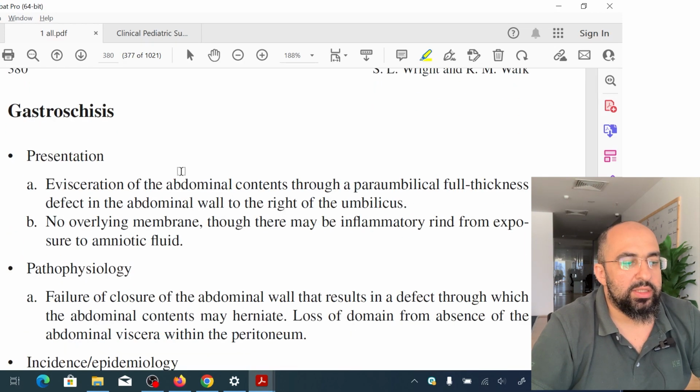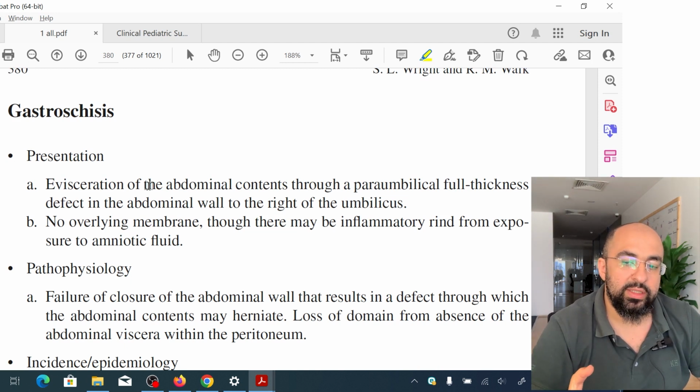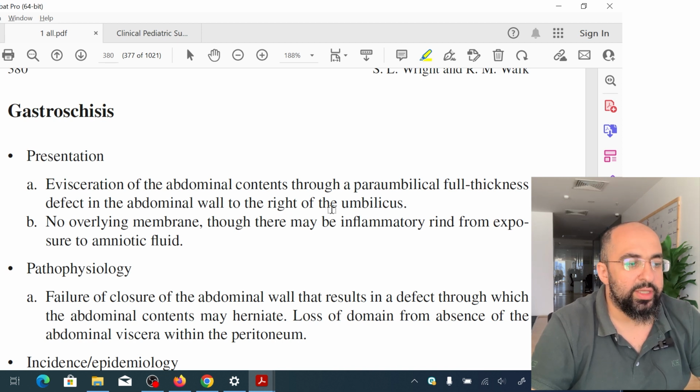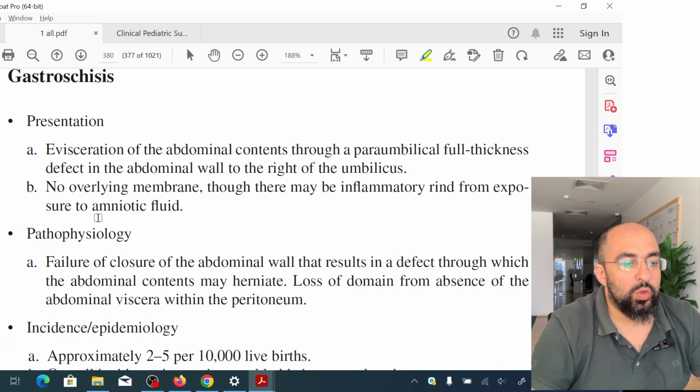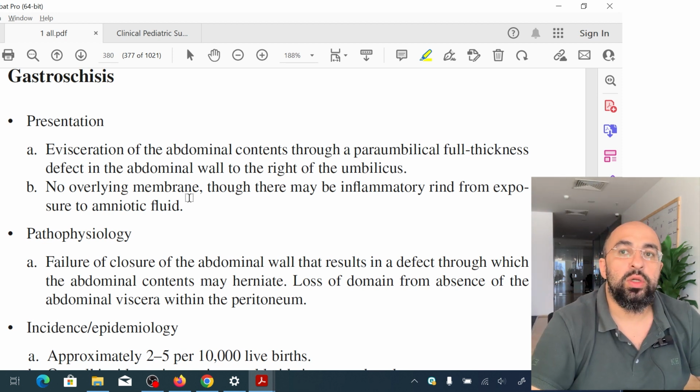So starting with the gastroschisis presentation, it's evisceration of the bowel, which didn't return again, and the abdominal wall defect didn't close. It's a para-umbilical, full thickness defect to the right of the umbilicus, meaning skin, subcutaneous tissue, muscles, and fascia, of course. There is no overlying membrane, no cover. That means the bowel is in contact with the amniotic fluid the whole time of pregnancy, and this will lead to severe thickening and edema, which is usually encountered in these cases.